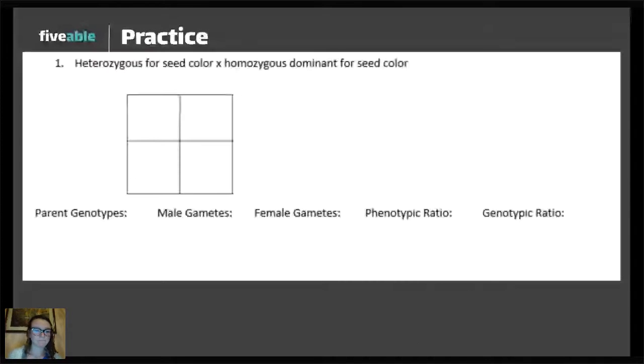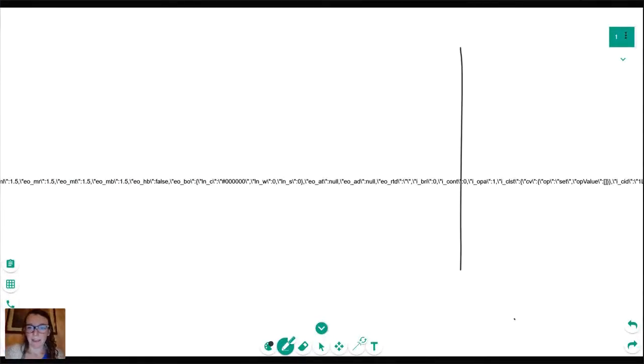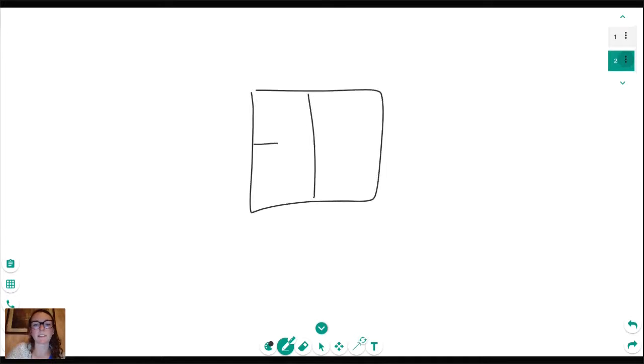Okay, so just really quickly, if we have an individual that's heterozygous versus an individual that's homozygous dominant. All right, we're going to go to the whiteboard paper if you're not familiar. Okay, I'm going to add a new page here, start out fresh. Hopefully you guys can see this. So Punnett square, we had a heterozygous individual and a homozygous recessive individual.